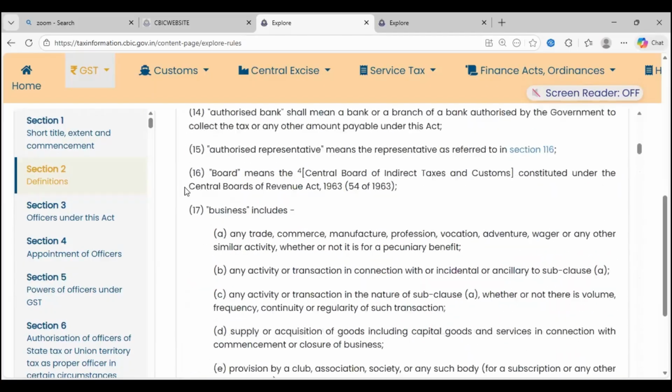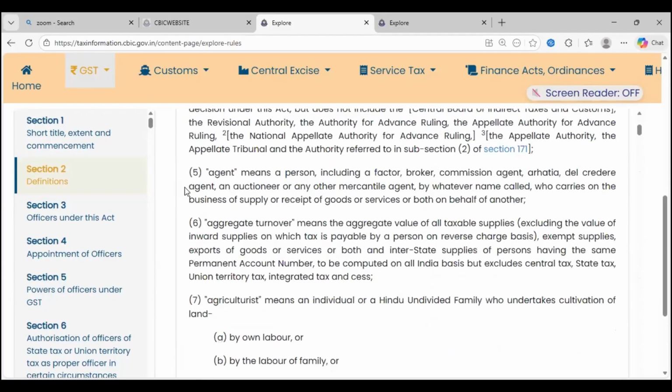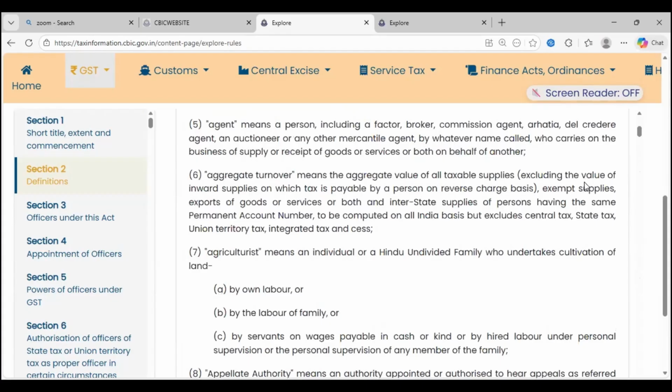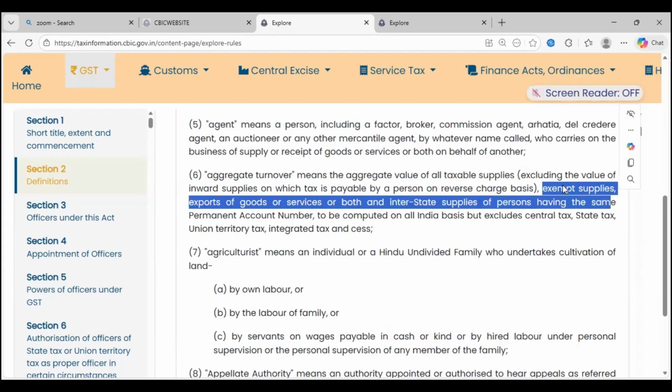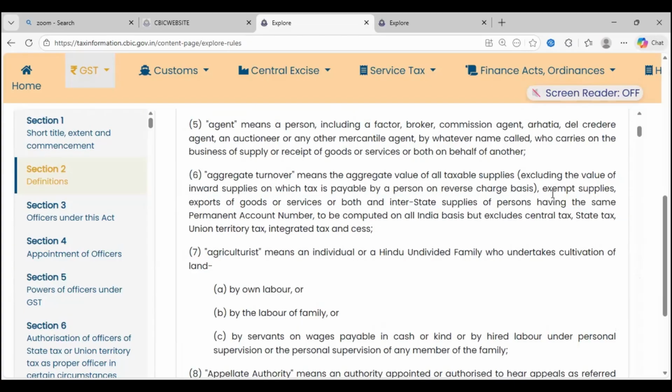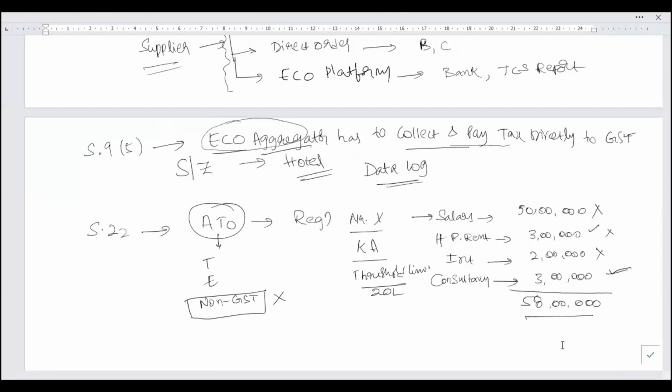Now, what is happening? From one definition, we have traveled to three definitions. A simple definition of aggregate turnover: when we read a definition and come across taxable supply, we need to see whether it is defined. Exempt supply, whether it is defined. So we need to read each term to see whether it has been defined. If it is defined, we need to go strictly as per that.